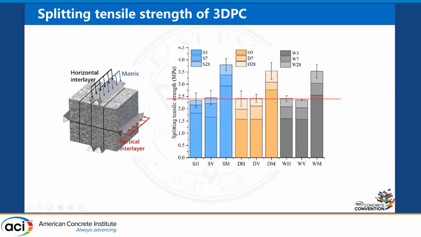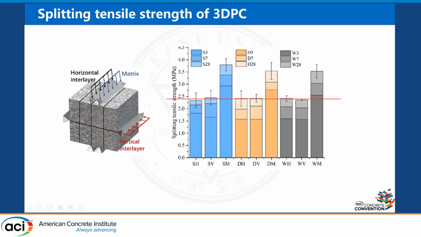And of course, at 28 days, the splitting tensile strength is much higher. This result is quite different from that of flexural strength. This is also because the splitting tensile strength is not very much affected by the interface.